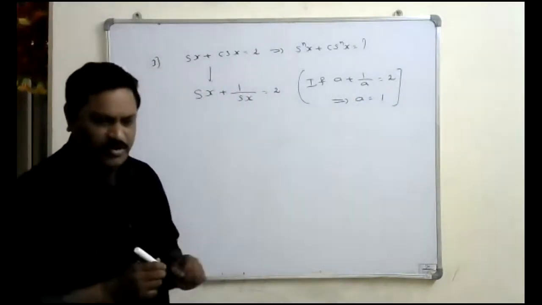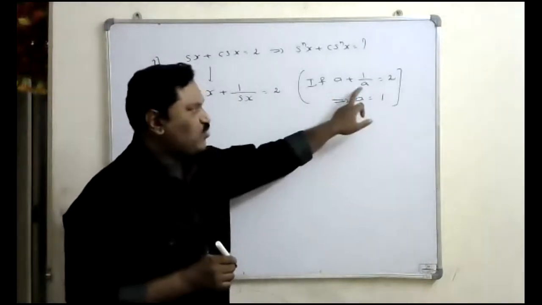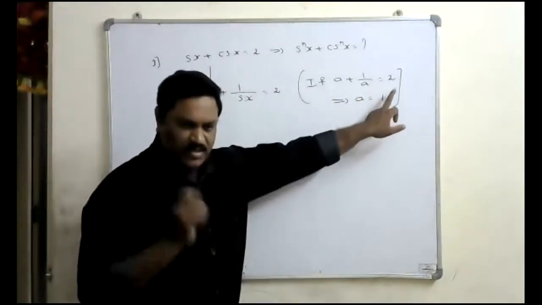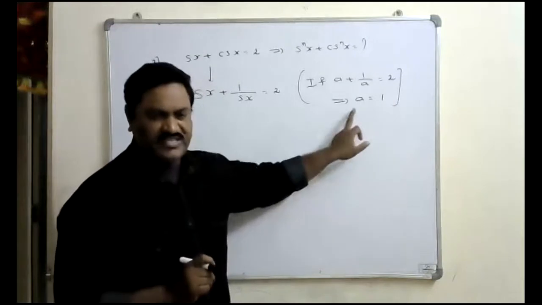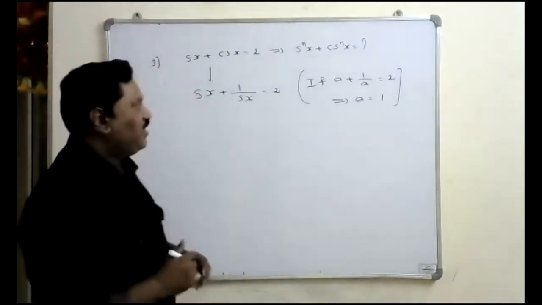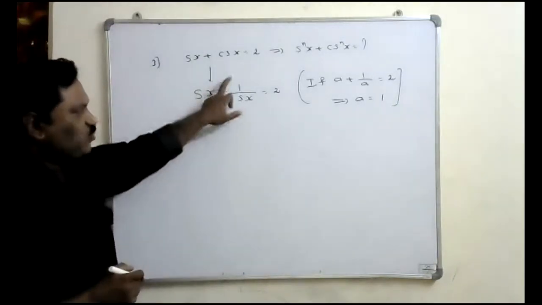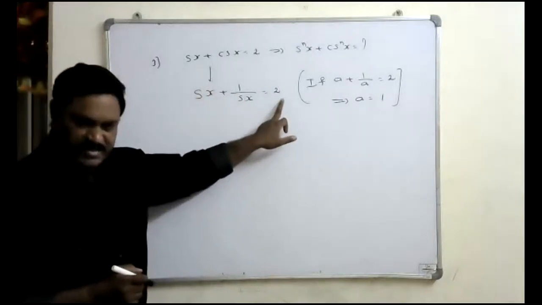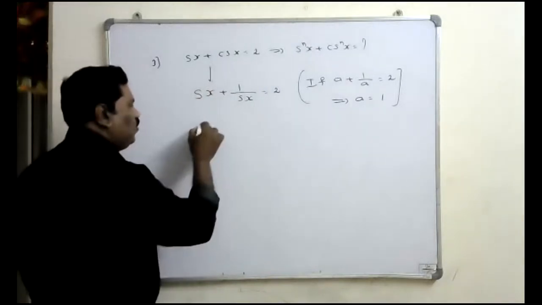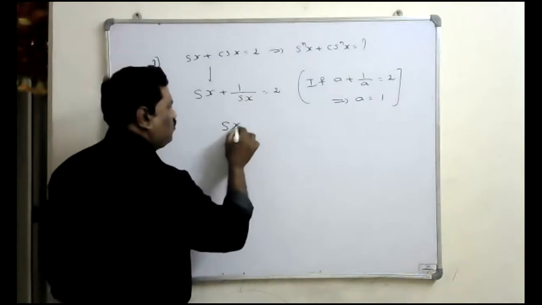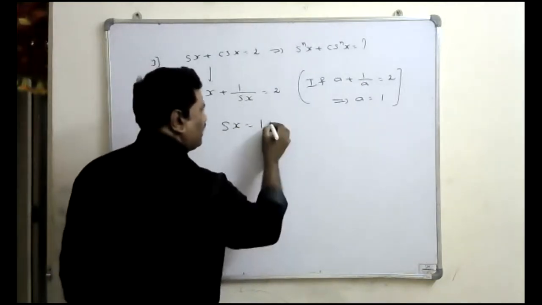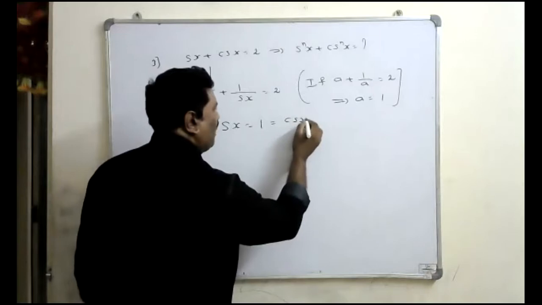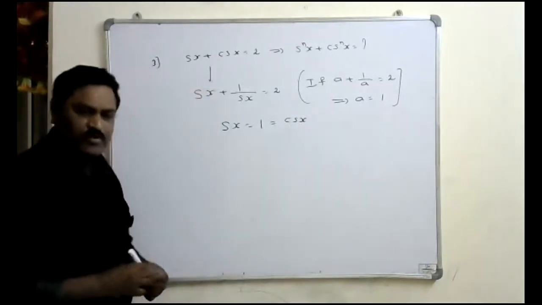Okay, this is the point you have to remember. If a plus 1 by a is equal to 2, that is possible only when a is equal to 1. So here also observe that sin x plus 1 by sin x is equal to 2 is given. It is possible only when sin x is equal to 1. When sin x is 1, cosecant x value is also 1. That is the reciprocal of this.